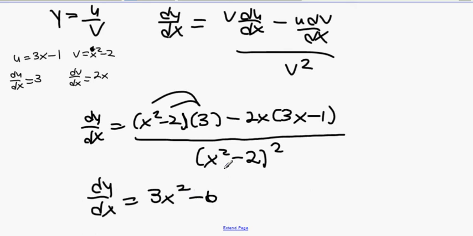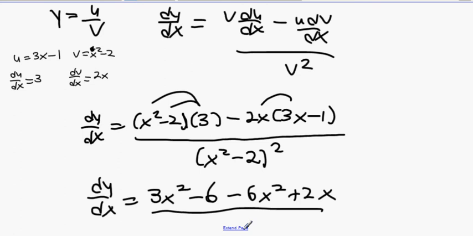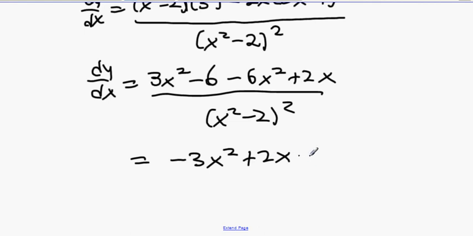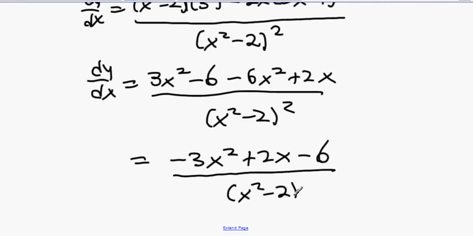minus 6, minus 6x squared minus 2x times minus 1 is plus 2x, all divided by, and once again as I said, don't square it out. 3x squared minus 6x squared is minus 3x squared plus 2x minus 6. And on the bottom is x squared minus 2 squared. There's no point factorising or doing anything like that, just leave it as is. So that's your answer.